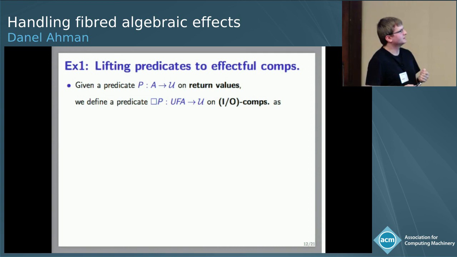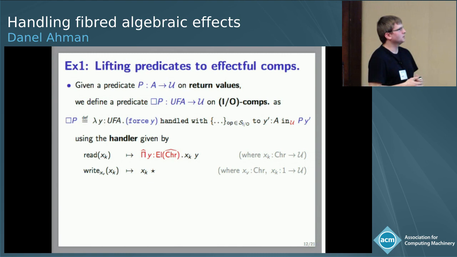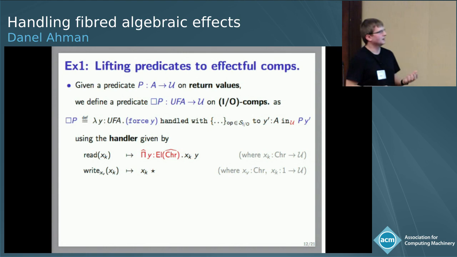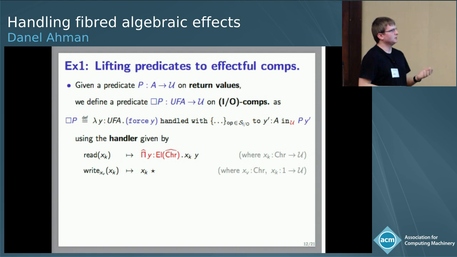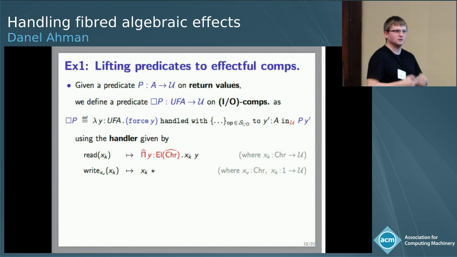And as I said, what we're really going to do is just use the handling construct with a particular user-defined algebra to go from UF of A into the type U. What this handler or algebra is doing is replacing operations with a universal quantification over the possible return values that they can produce. So the read operation, which usually binds a value of type character and then calls a continuation, gets turned into a universal quantification over the characters and then the rest of the property. The idea here is that the box P will hold of a computation if all of the possible return values satisfy the given predicate.